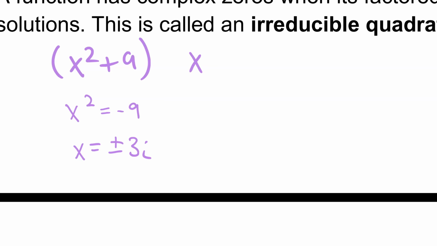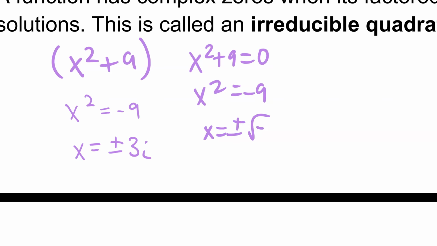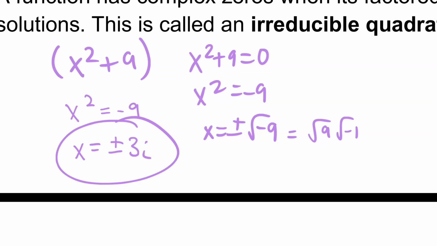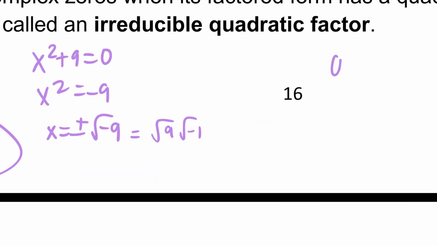Let me rewind a second. You set x squared plus 9 equal to 0. You solve for x squared, you square root both sides. Square root of negative 9 is the same thing as saying square root 9 times square root negative 1. That's just going to be plus or minus 3i. So it's an irreducible quadratic factor because you won't have real roots. So we'll end up having a complex root.